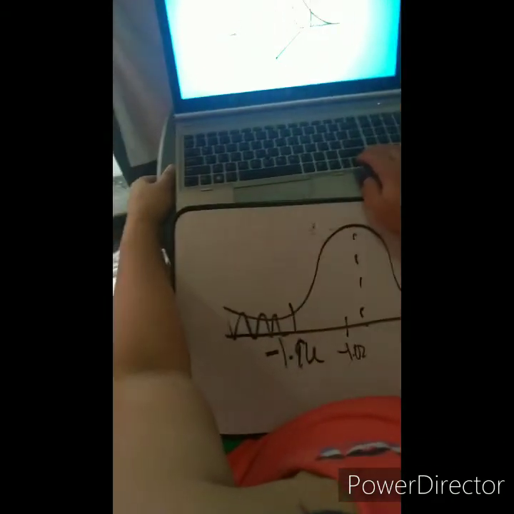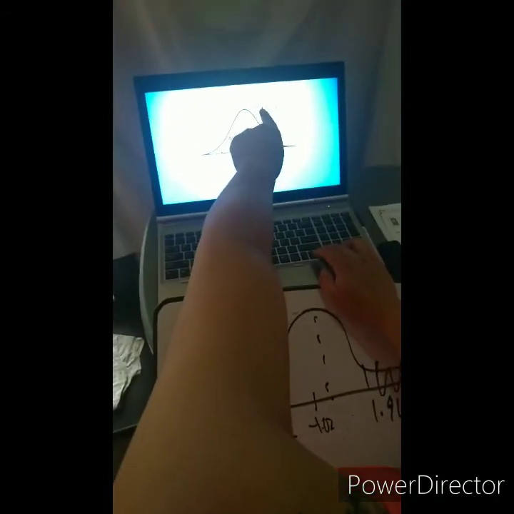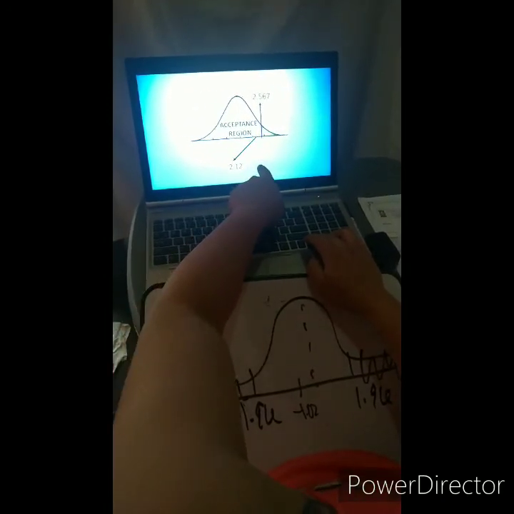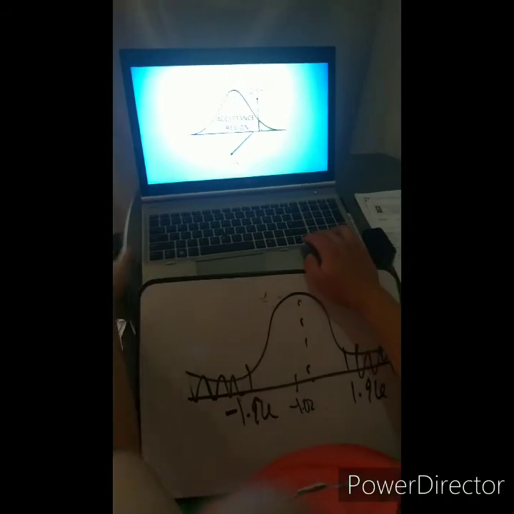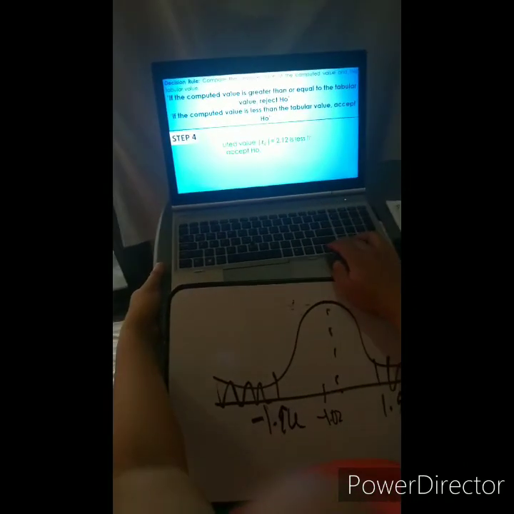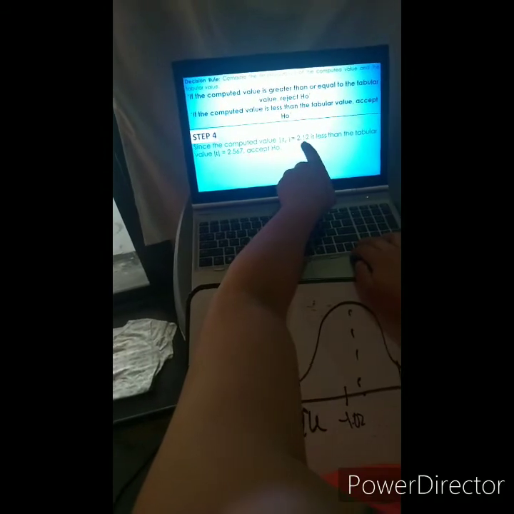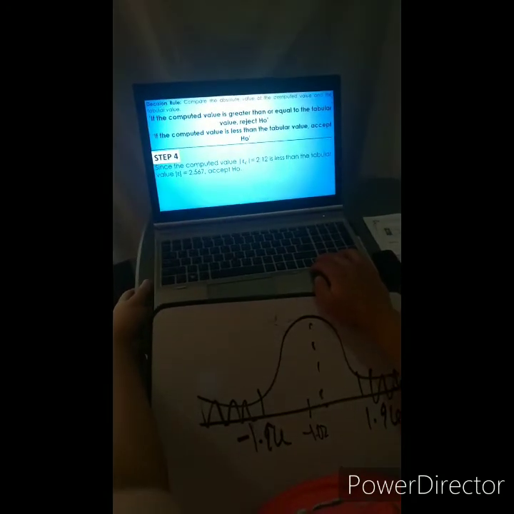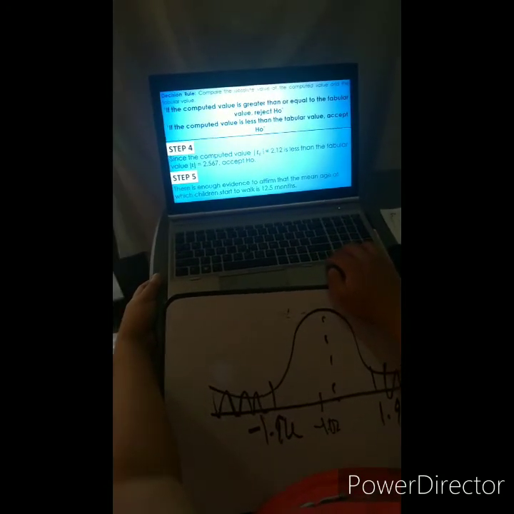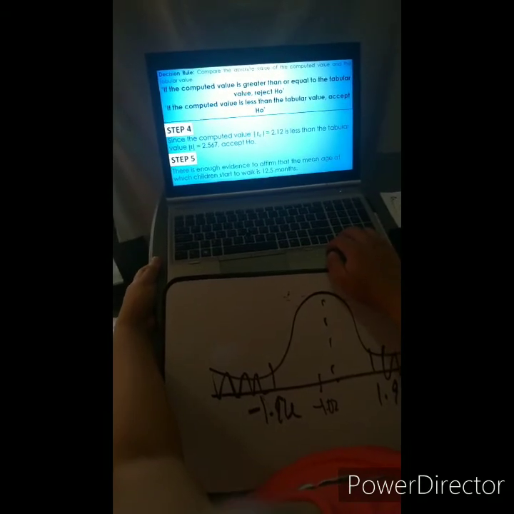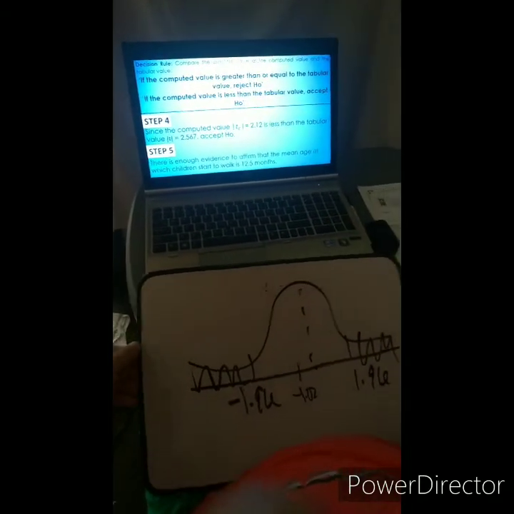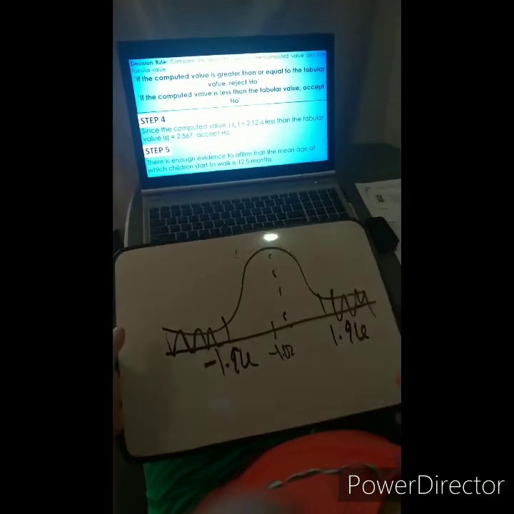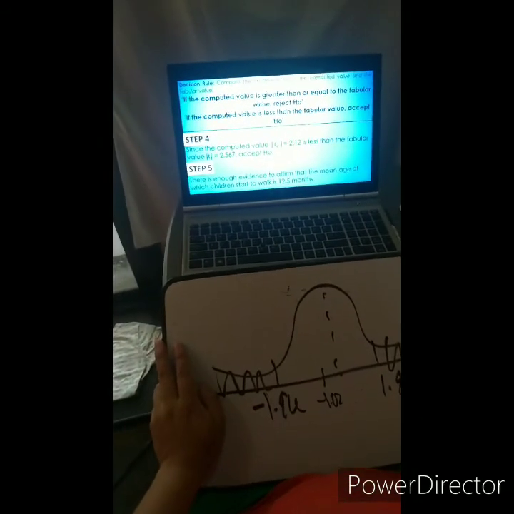If you are going to draw it, it's like this. Our tabular value is 2.567. Our computed value is 2.12. So is it in the accept or reject region? Step 4, since the computed value 2.12 is less than the tabular value, t equal to 2.567, accept H0. Step 5, there's enough evidence to affirm that the mean age at which children start to walk is 12.5 months. So that is our example number 1 and 2, and that is our lesson for Module 7.